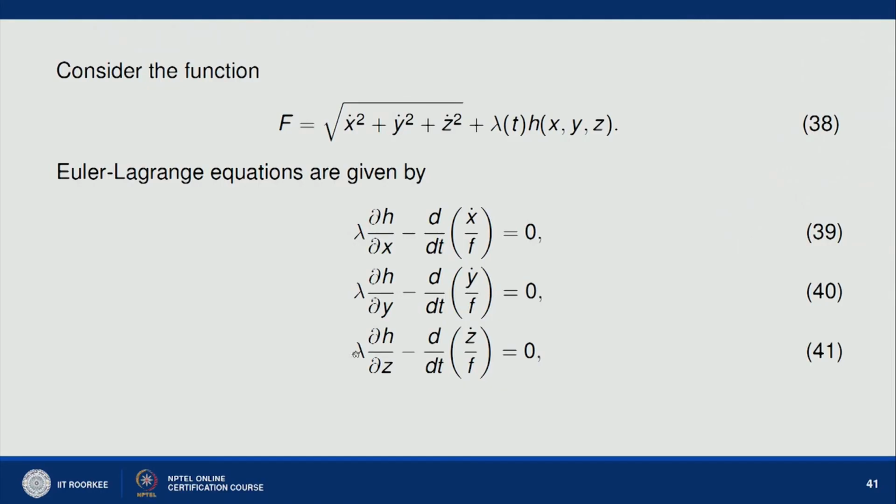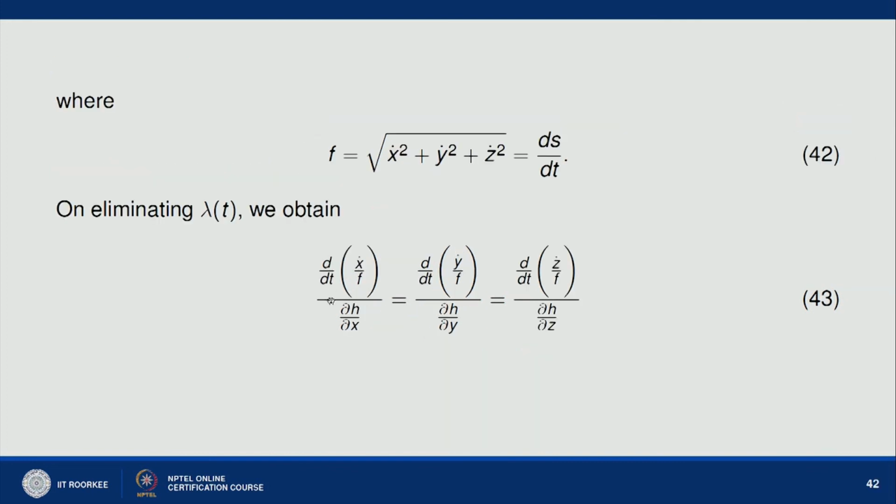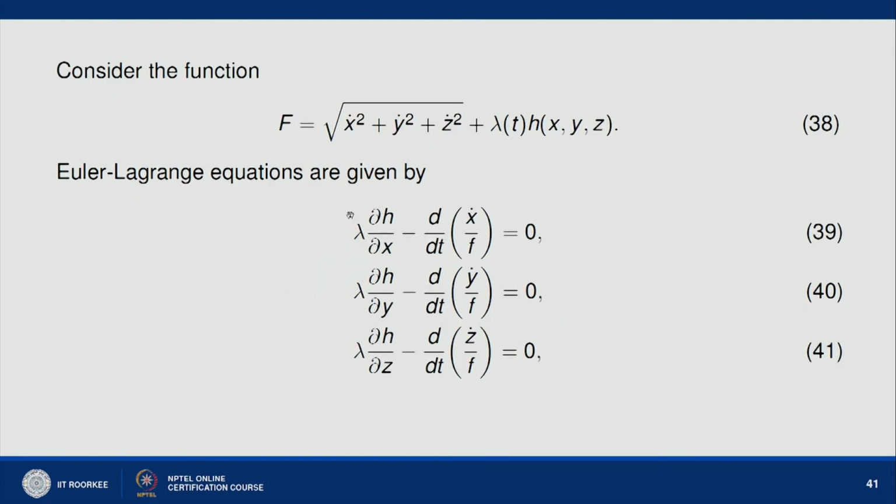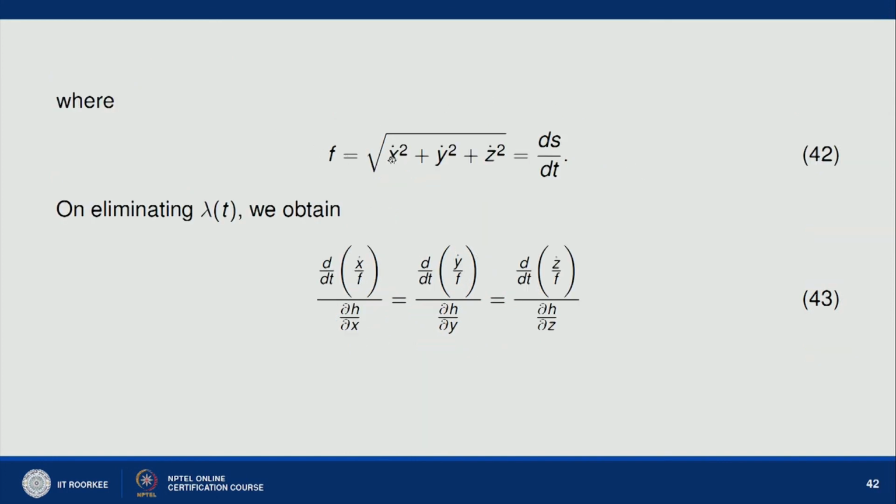Now, when you simplify this, you can find the value of lambda in each of equations 39, 40, 41, and you can write d/dt of x dash by f divided by ∂h/∂x equal to this. So, all these are equal, which is nothing but the value of lambda which you have evaluated from these 3 equations. Here, small f is given by under root x dash square plus y dash square plus z dash square, which is commonly known as ds by dt, right.